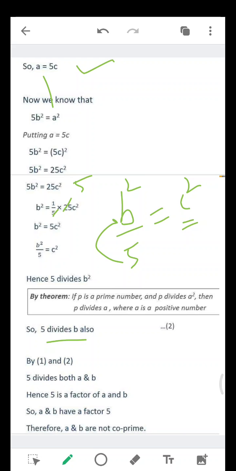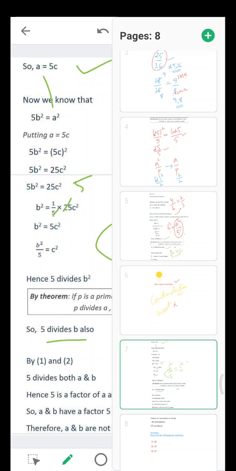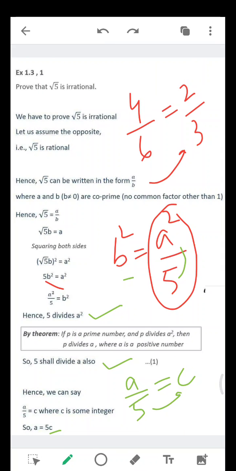Finally we got 2 points here. Don't name it as equation number 1 because we already named the first one as 1. Just take it directly. You can leave it, or just take it directly. So in the first equation we got 5 divides a.